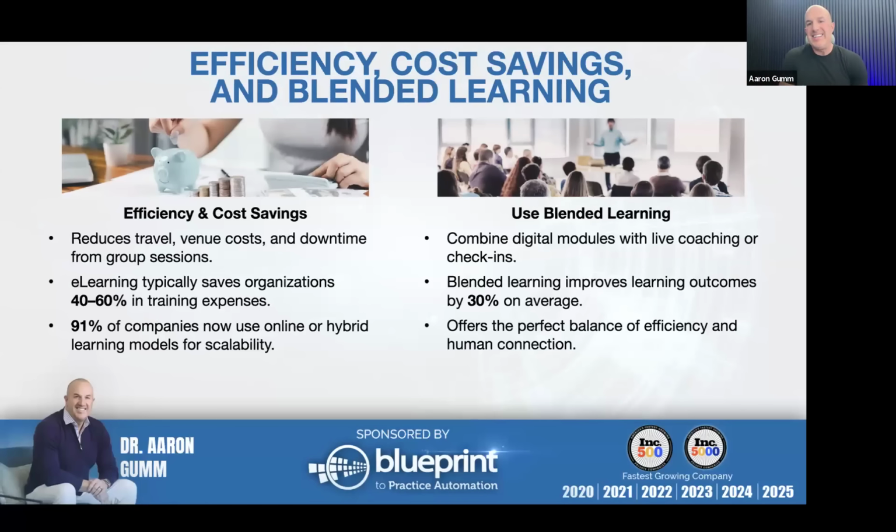Blended learning: combine digital models with live coaching. Why do you think Blueprint has modules online and you can jump on a coaching call live? You have modules, you can jump on these masterminds. You have modules, you can come to live events. Because when you look at blended learning, it improves learning outcomes by 30% on average. So if you're not showing up to events as a customer, you're literally decreasing your productivity and your team's productivity, because it is proven that if you have modules and live training, you learn more effectively, 30% on average.